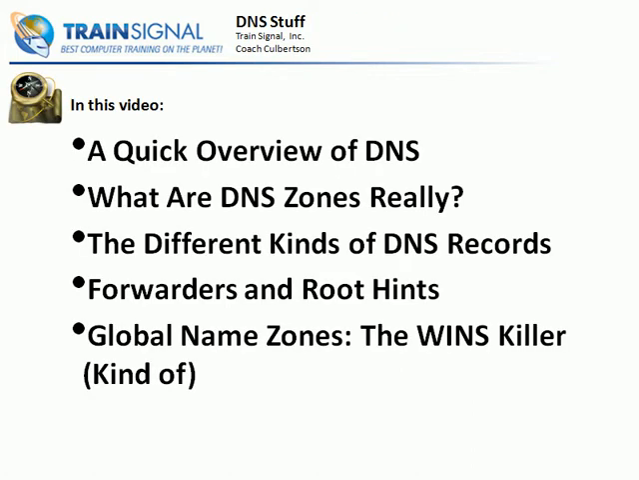So in this video, we're going to be taking a quick overview of DNS. Then I'm going to talk to you about what DNS zones are. Then we're going to take a look at the different kinds of DNS records. We're going to talk briefly about forwarders and root hints and why you'd want to use one or the other. Then I'm going to talk to you about a brand new thing in Server 2008 called the Global Name Zone. Now, there's an old technology called WINS, which uses NetBIOS to do name resolution, and Global Name Zones is designed to help retire that old WINS service. And we'll get into that as well.